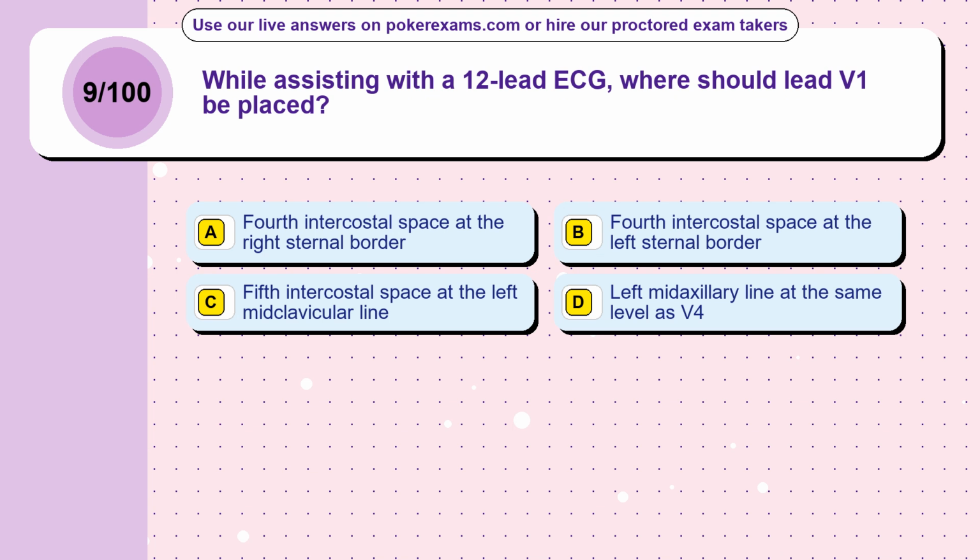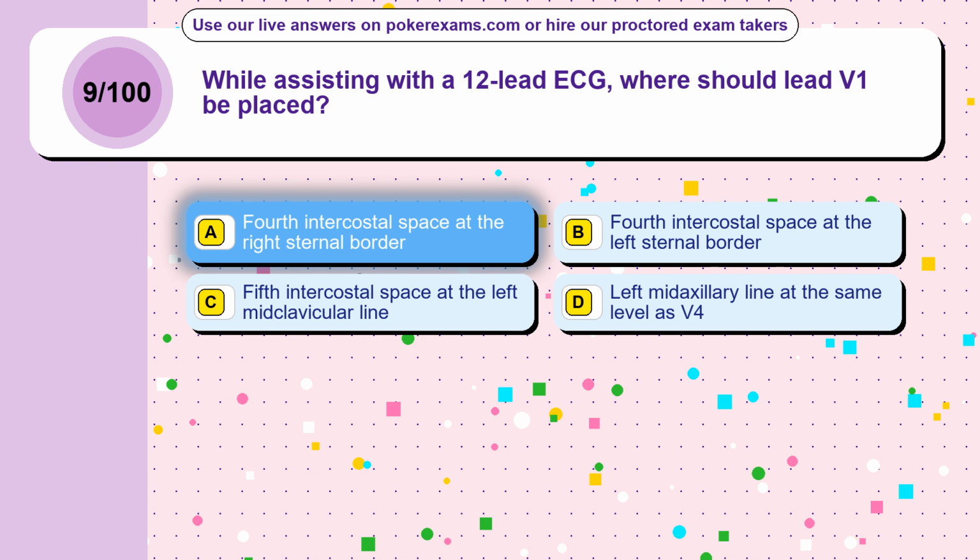Question 9. While assisting with a 12-lead ECG, where should lead V1 be placed? Option A. Fourth intercostal space at the right sternal border. Option B. Fourth intercostal space at the left sternal border. Option C. Fifth intercostal space at the left midclavicular line. Option D. Left midaxillary line at the same level as V4. The correct answer is option A.